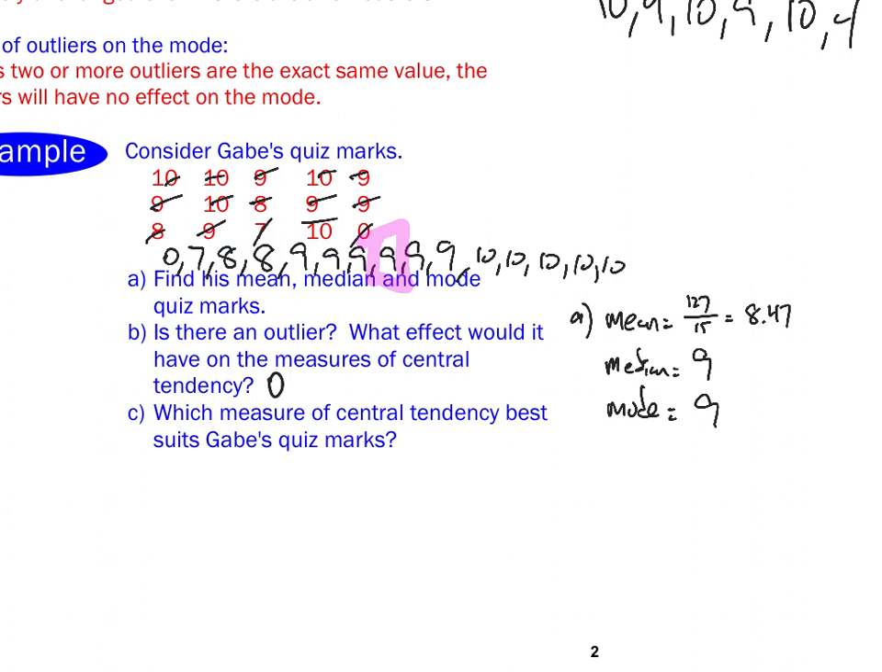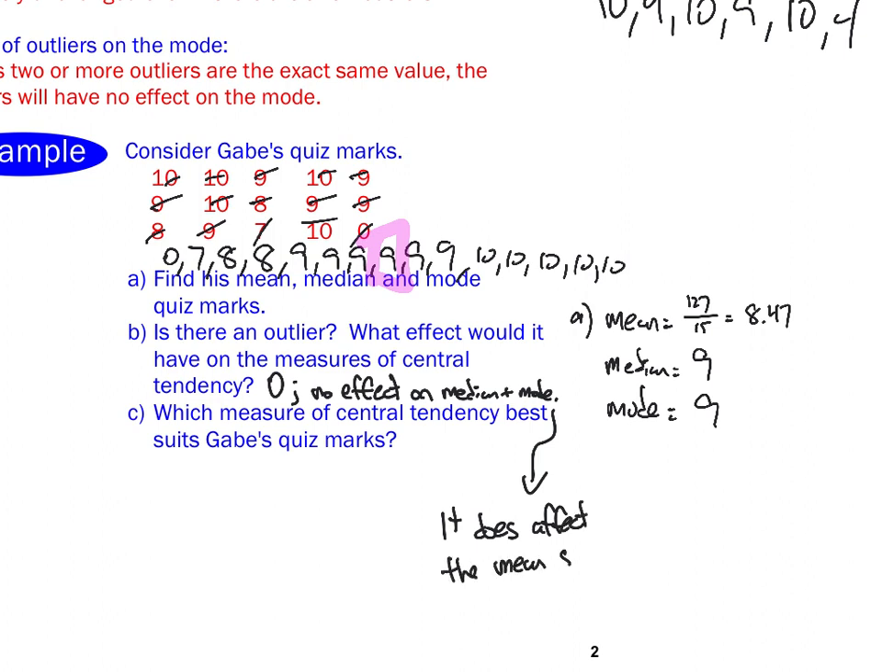Okay, so it would have no effect on median and mode. And I really shouldn't put this up here because I'm running out of space. I'm just going to say it does affect the mean strongly.